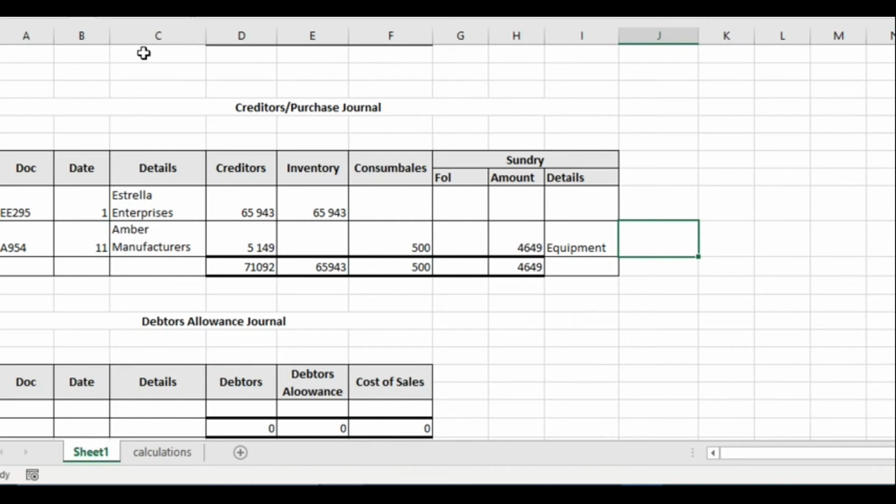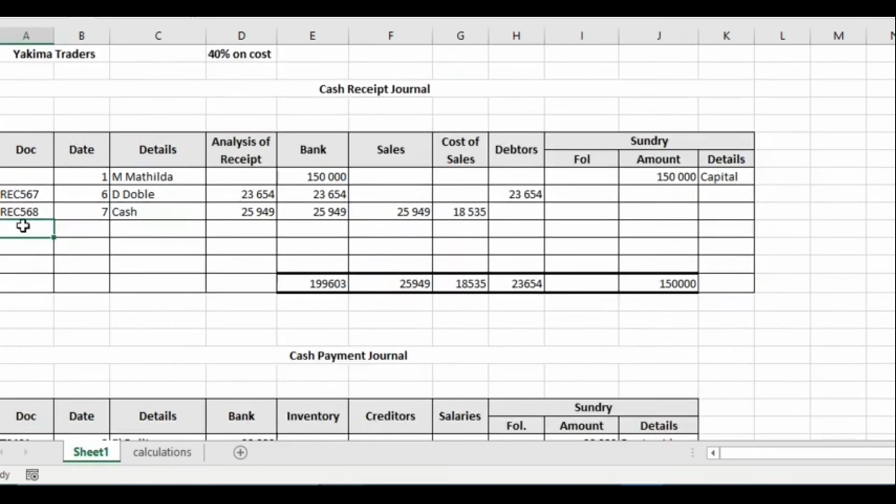Our first transaction for the day says we received proof of 12,987 deposited in Yakima Traders' bank account by debtor F. Adria. Receipt number 569. So this is a debtor trying to settle their account. This deposit money was deposited into our bank account, meaning that we got cash. So it's going to go to our cash receipt journal.